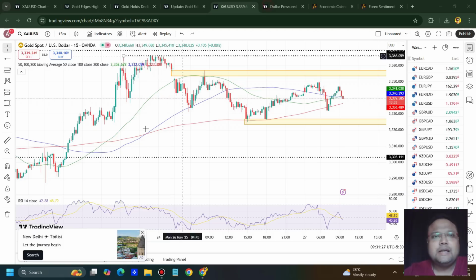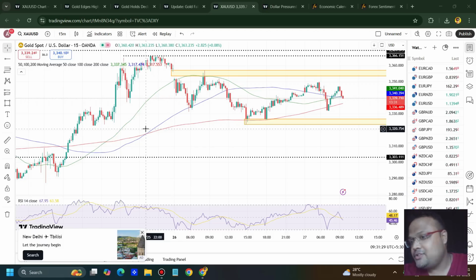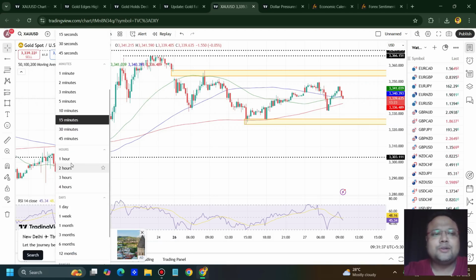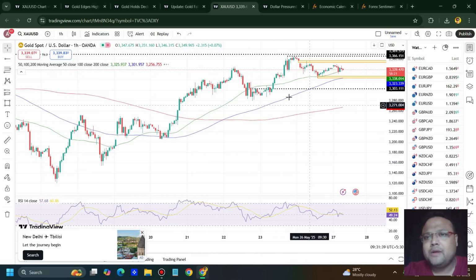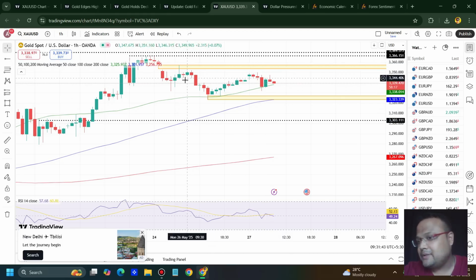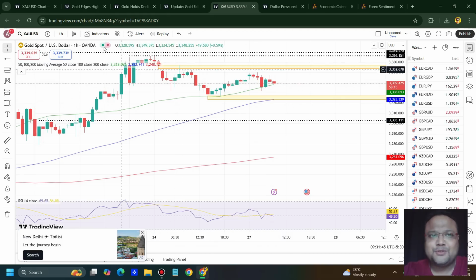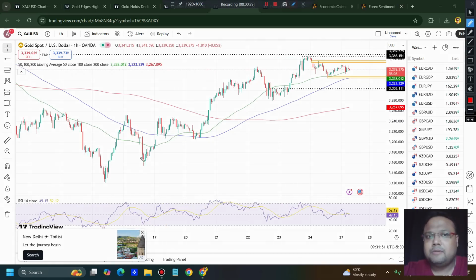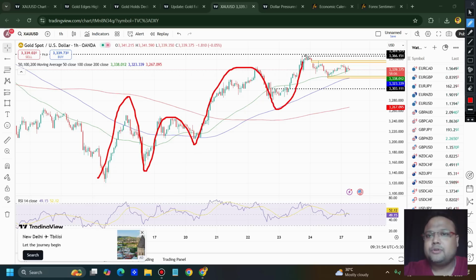So let's get started. My dear friends, this is the 15 minutes chart of gold in front of us, and we can see that gold is still struggling for a direction. Usually, we love to do our analysis on our beloved hourly time frame, but right now the trading opportunities are almost negligible on the hourly time frame. So we have switched to the 15 minutes time frame. But here also we can see that overall the market structure is bullish. There is no doubt about it.